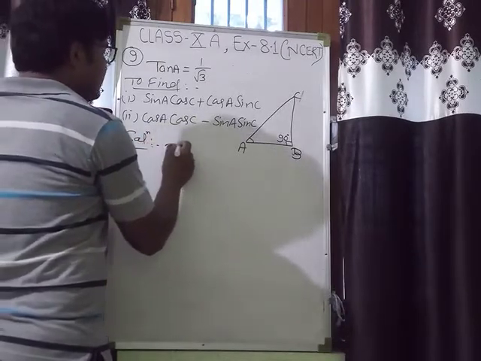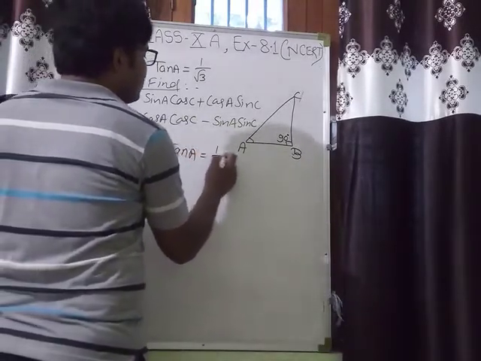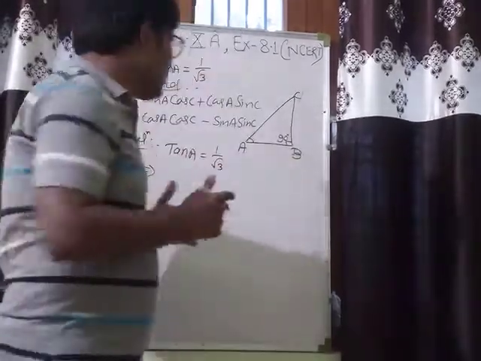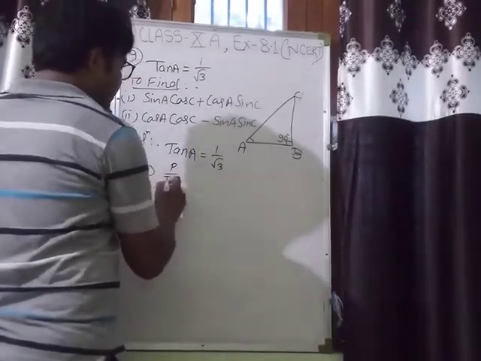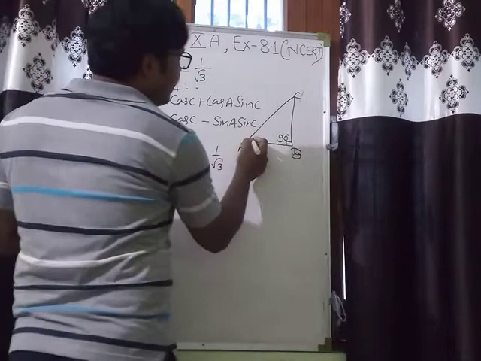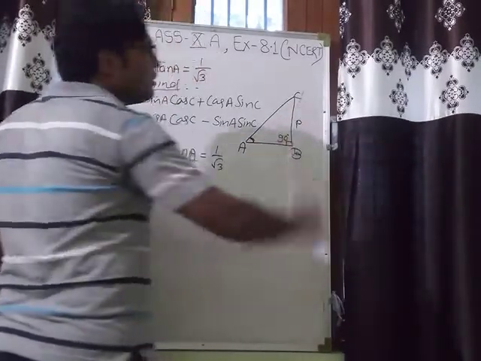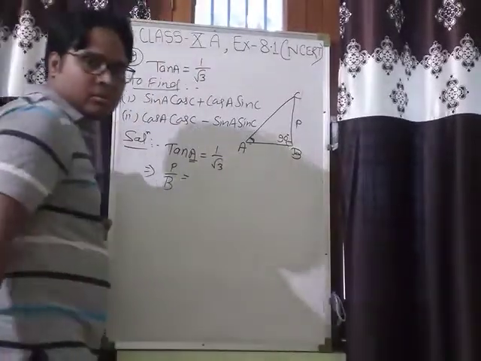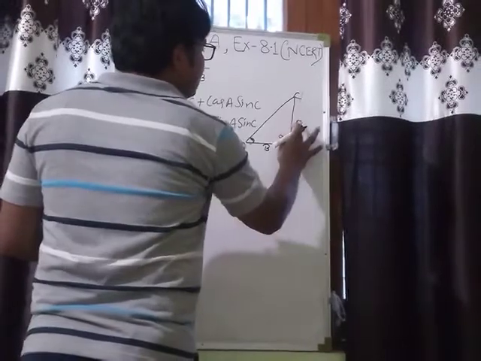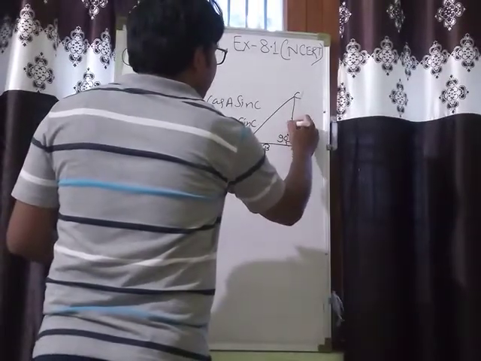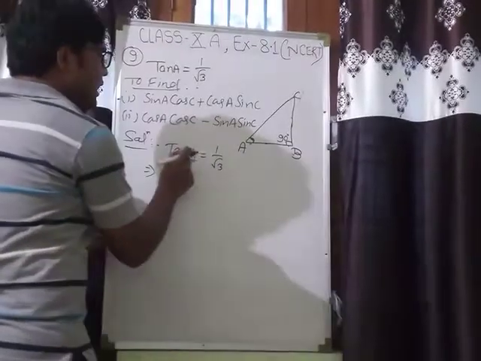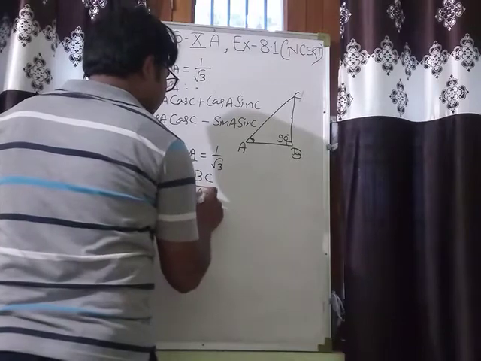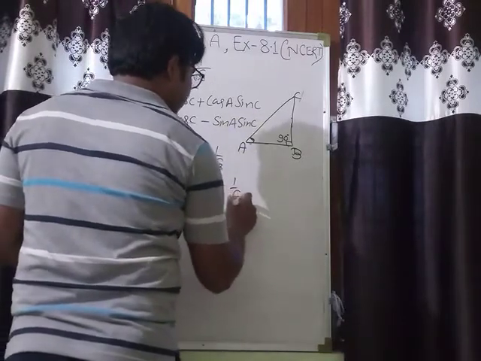See, it is given that tan A is 1 by root 3. We know that tan A is perpendicular upon base. And we are talking about angle A. Clearly perpendicular will be BC and base will be AB. So tan A, that is perpendicular BC by base AB, will be equal to 1 by root 3.